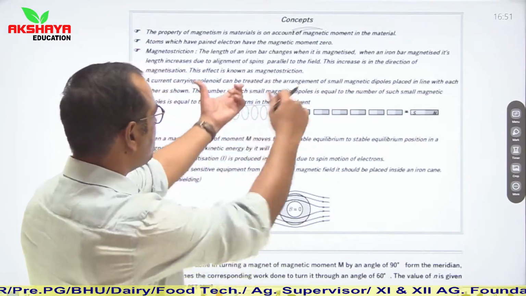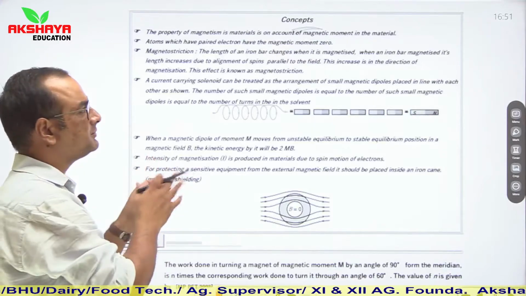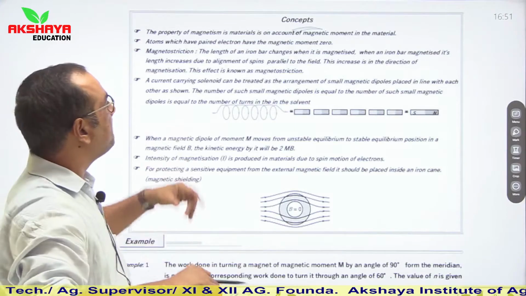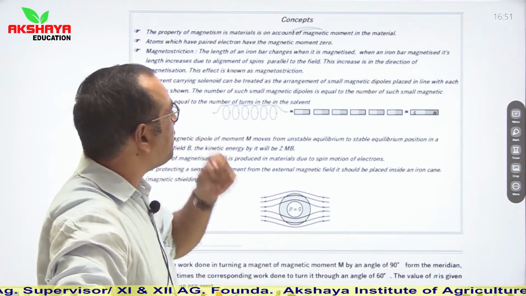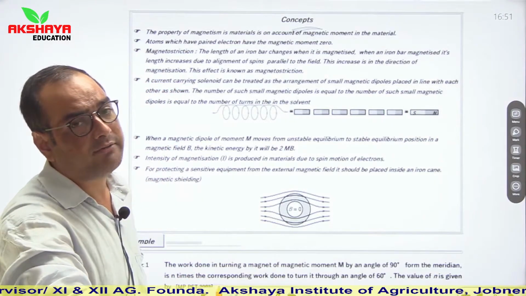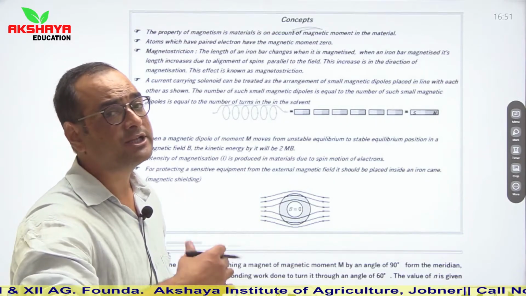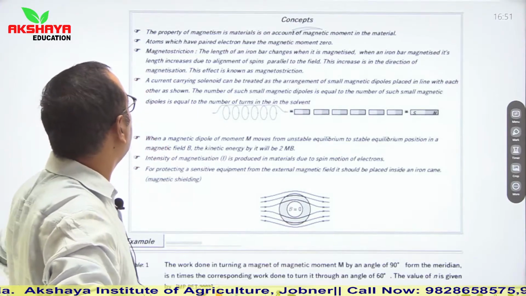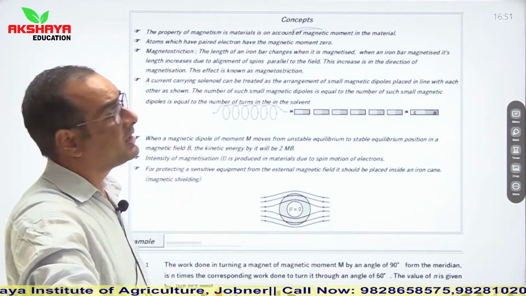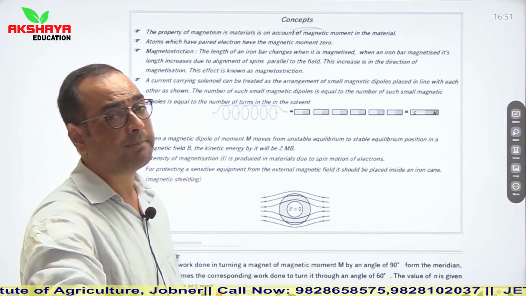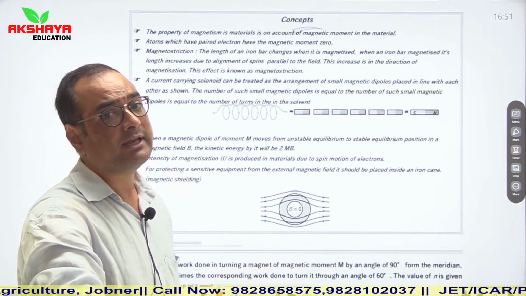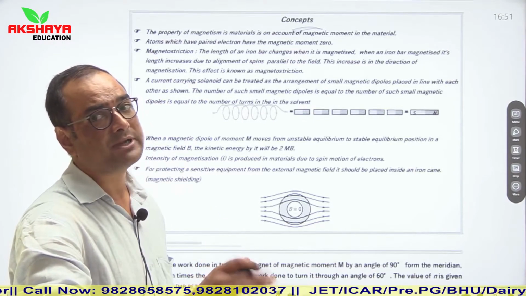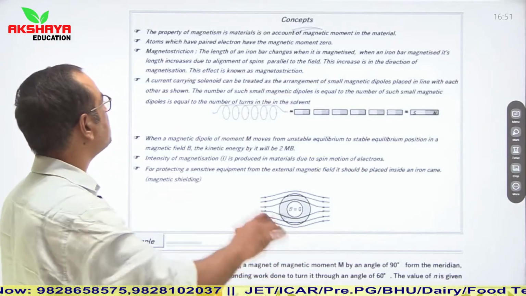Now let us talk about a few concepts associated with basic magnetism. The property of magnetism in materials is on account of magnetic moment in the material. Whenever we talk about atoms with paired electrons, the magnetic moment is always 0, because there is no separation between the centers of positive and negative charges.